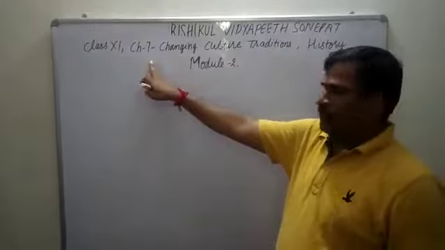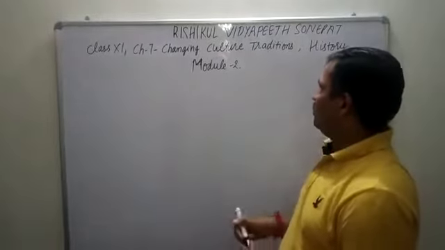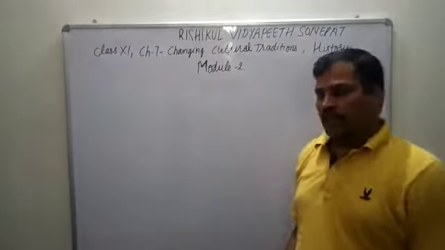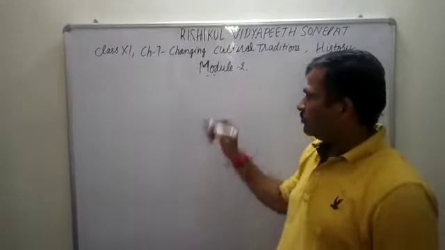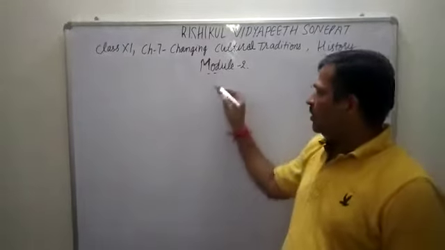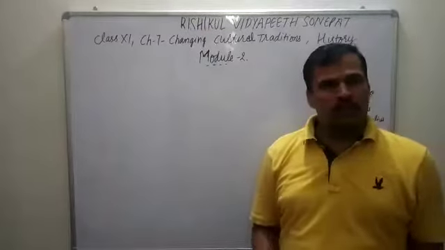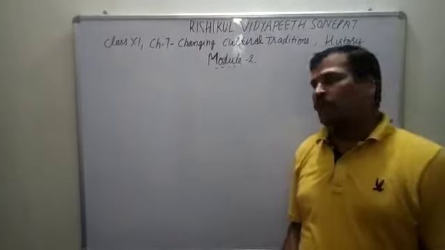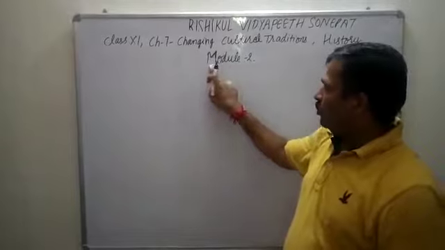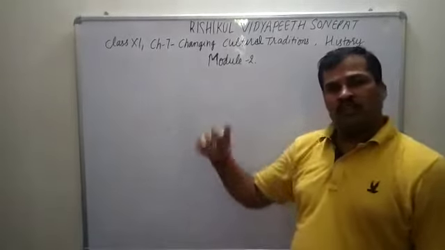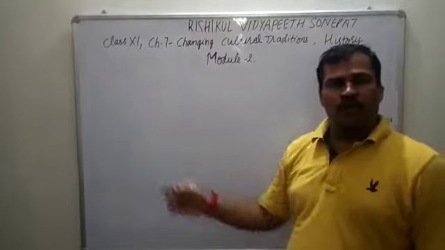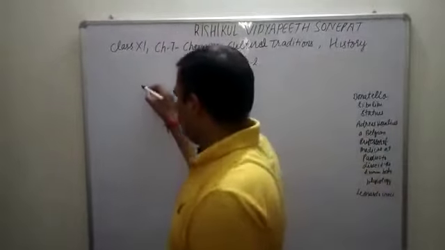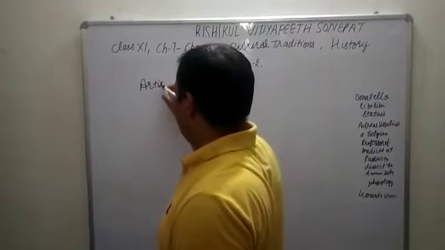We are discussing chapter 7, changing cultural traditions. This is module 2. In the first part, we discussed the Renaissance, the changes that were going on after the decline of Roman civilization, and how the humanists and artists played an important role in the survival of European civilization. Now, next is artists and realism.